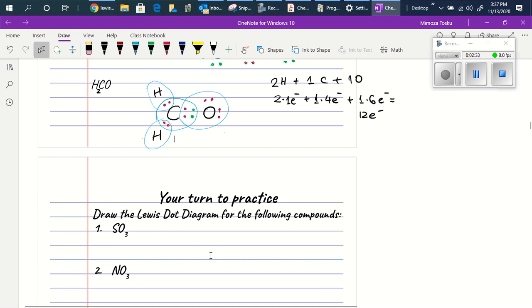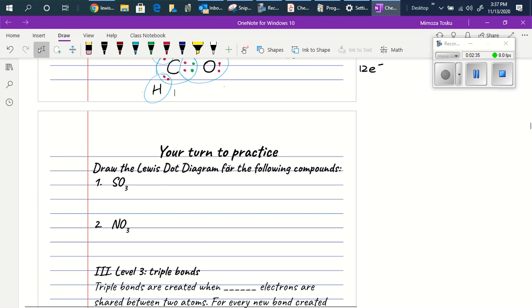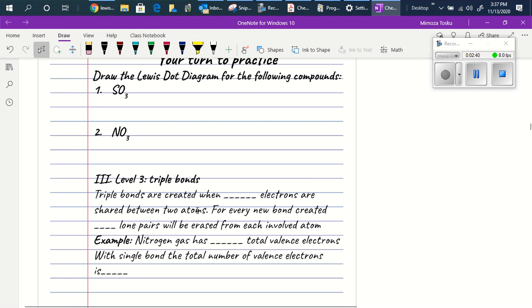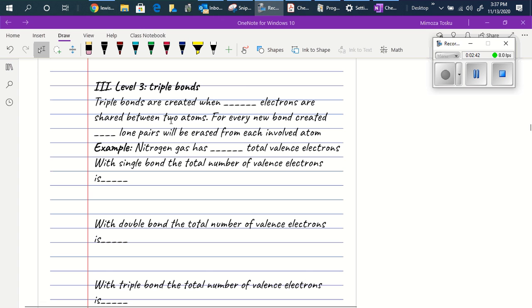Okay, so now it's time for you to practice on those 2 questions, and then we will move to the triple bond. The triple bonds are created when 6 electrons are shared between 2 atoms, and for every new 2 bonds created, 4 lone pair electrons will be erased from each involved atom. So 2 in one and 2 in the other. So let's see now what is happening with nitrogen gas.